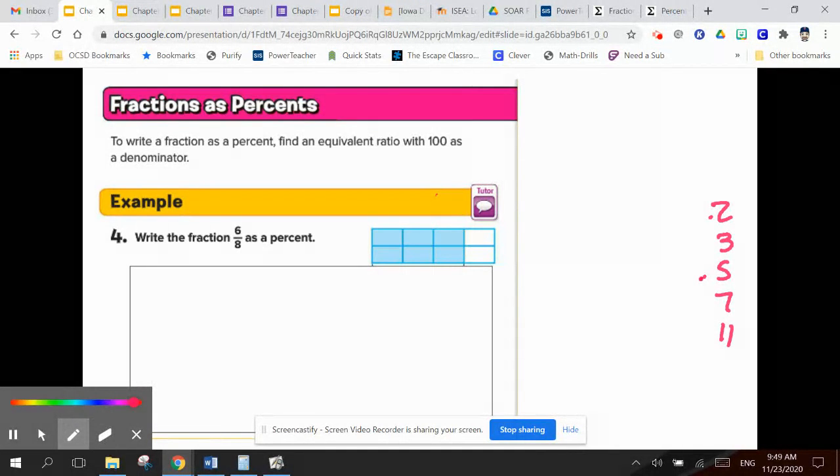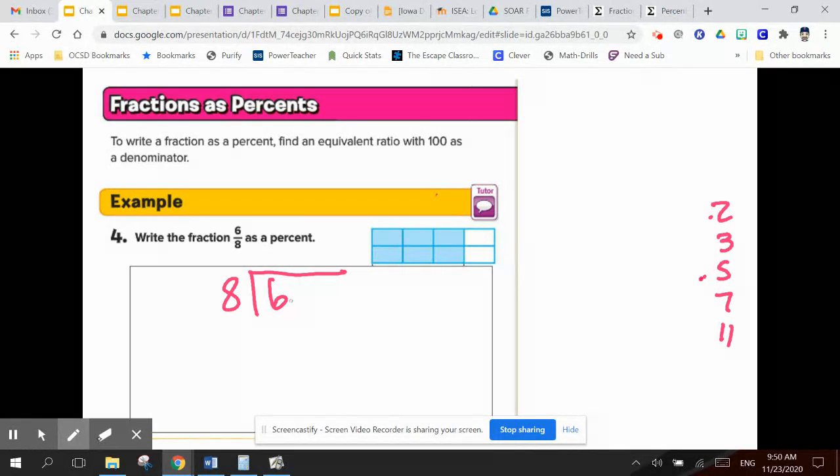Here we're going to write a fraction as a percent. Find an equivalent ratio with 100 as the denominator. We can do that, but 8 does not go into 100 equally, so then you're messing around with decimals. So we can do this one of two ways. One, we can take our numerator, which is 6, and divide that by 8.